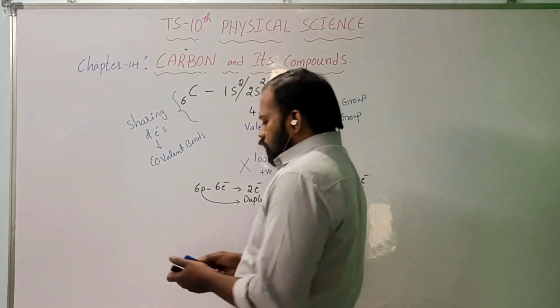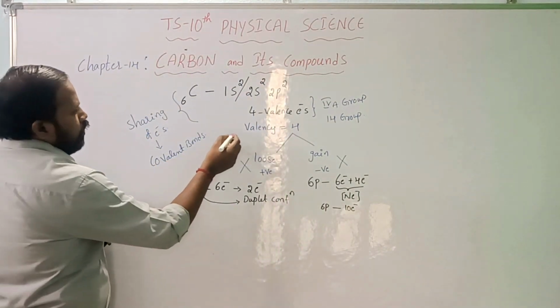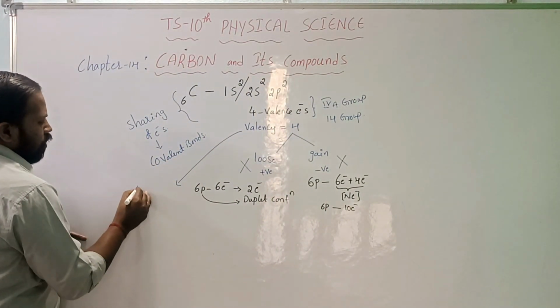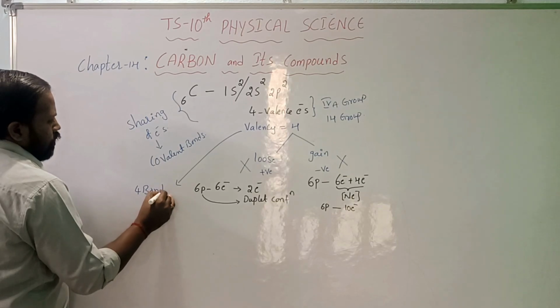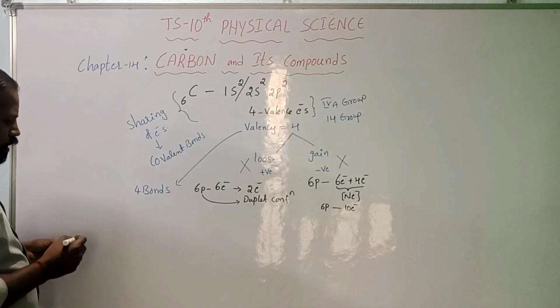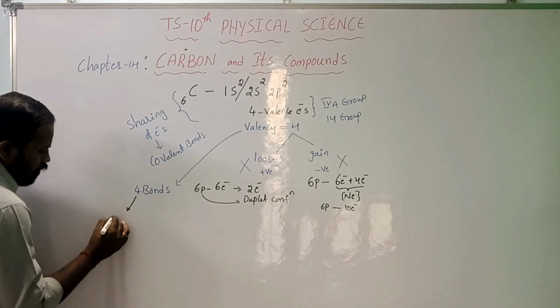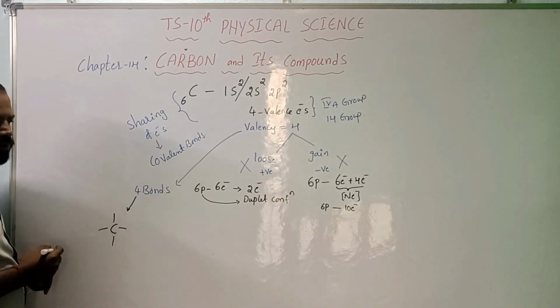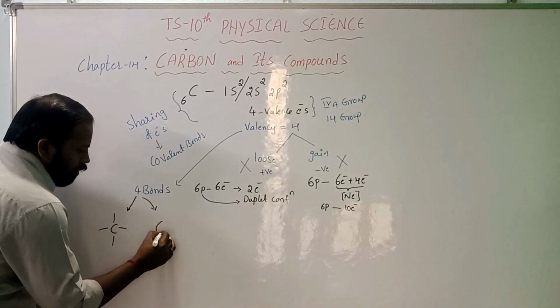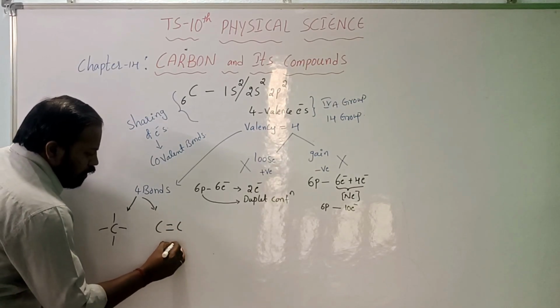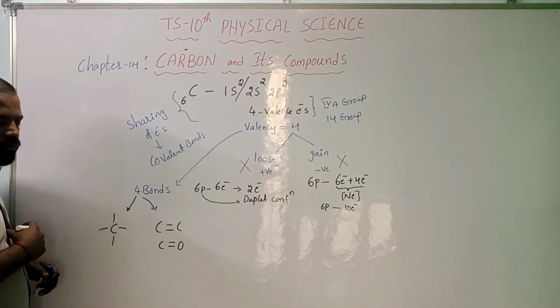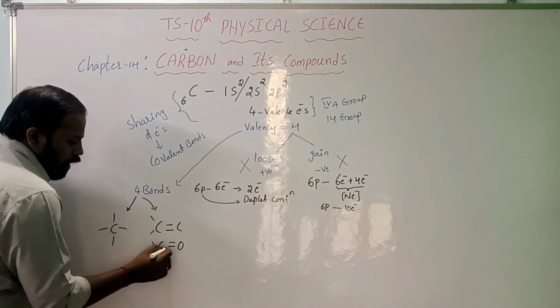So it always forms 4 bonds. Due to its valency of 4, it forms 4 bonds. Among these 4 bonds, there is a possibility of all single bonds. Or there may be one double bond with the same atom or other atoms, with 2 single bonds and 1 double bond.